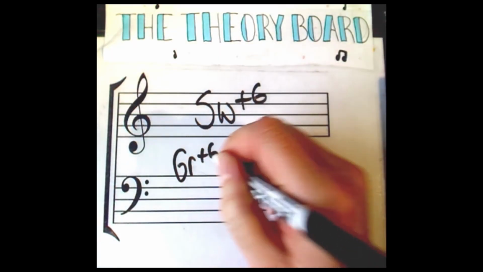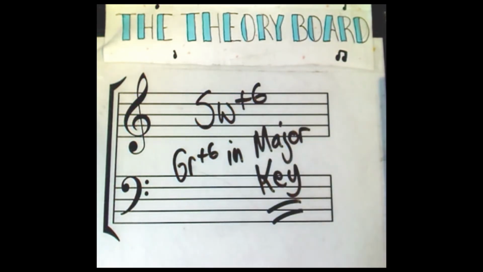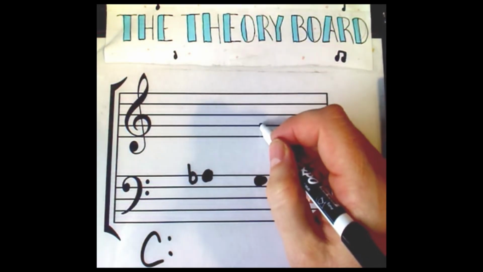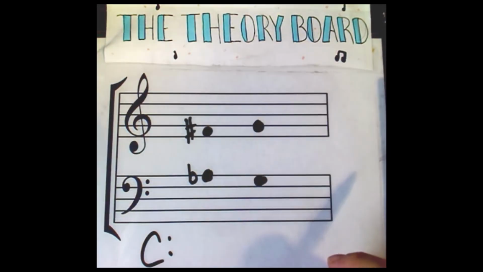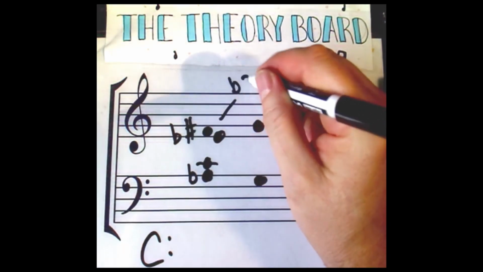So what is the Swiss augmented sixth chord? Well, it occurs when a German augmented sixth chord is in a major key and goes to a cadential 6/4. So here's our German augmented 6 in the key of C major. Note that we have a flat third.